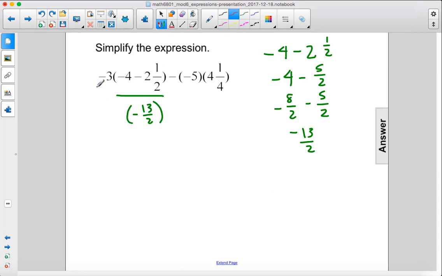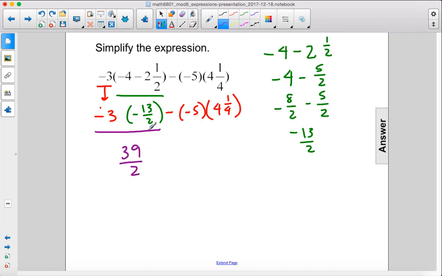Now I'll bring down the rest of the problem. Negative 3 times this, then minus negative 5 times 4.25. Now we want to do multiplication next. So we can do this multiplication, negative 3 times negative 13 over 2. That becomes a positive. 3 times 13 is 39 over 2. So this whole part just became 39 over 2.